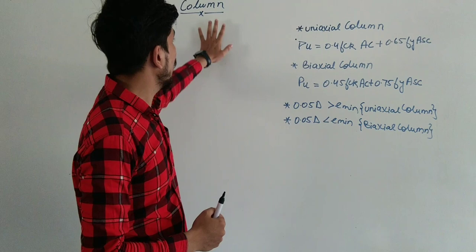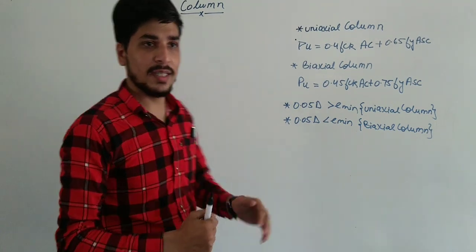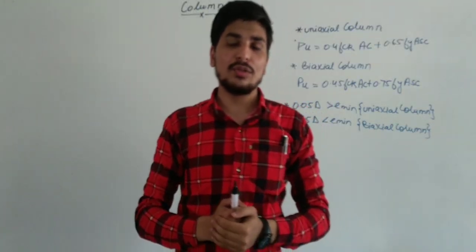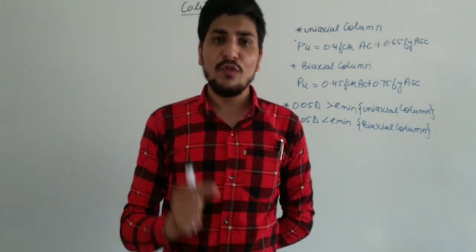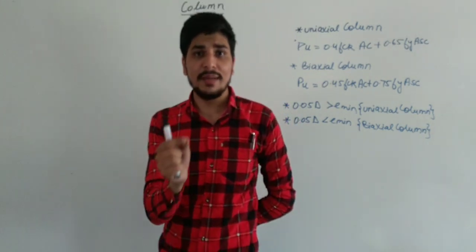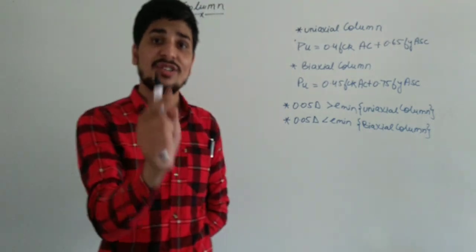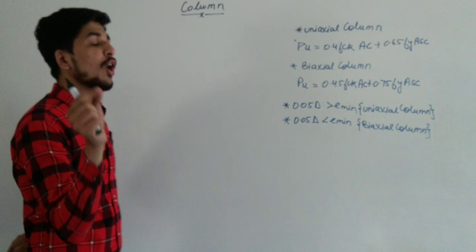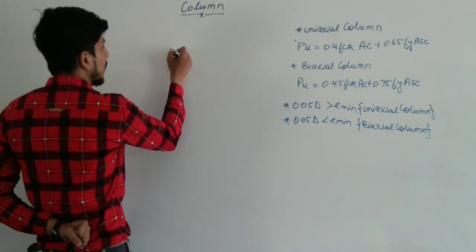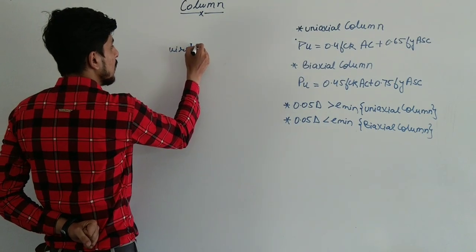Today we will discuss columns. First, I would like to introduce the column and struts. First, column. What is a column? A column is a vertical member in a structure. In any structure in a building, the vertical member is called a column. Only the vertical member.